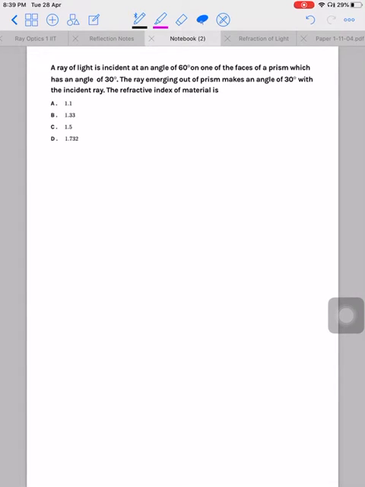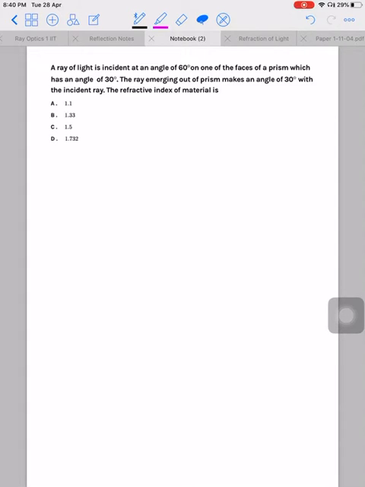Dear students, now we are going to discuss a question on refraction through a prism. The question is: a ray of light is incident at an angle of 60 degree on one face of a prism which has an angle of 30 degree. The ray emerging out of the prism makes an angle of 30 degree with the incident ray.